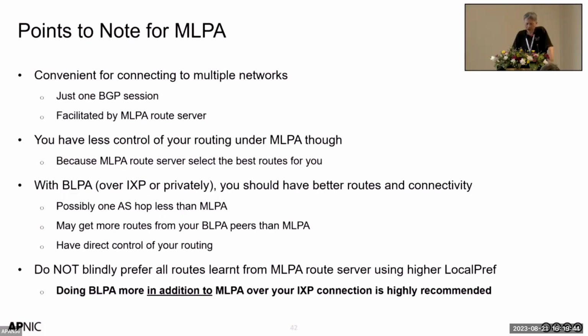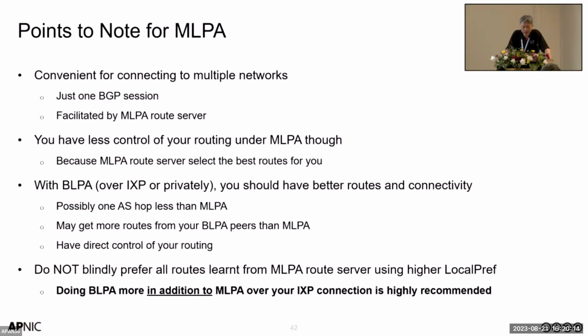Another thing I want to share is about multilateral peering. Of course, it's very convenient because you just have one BGP session, and then you can get a lot of routes from other networks on the same IX. But it also means you have less control of your routing because it's indirect. It's through the route server, and the route server is operated by the IX.